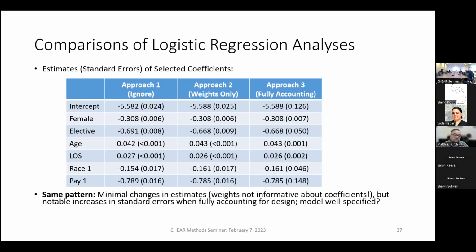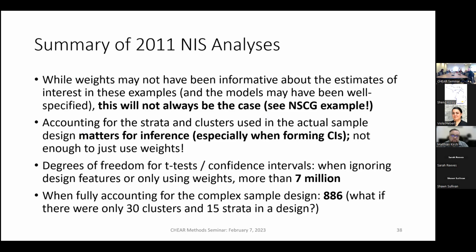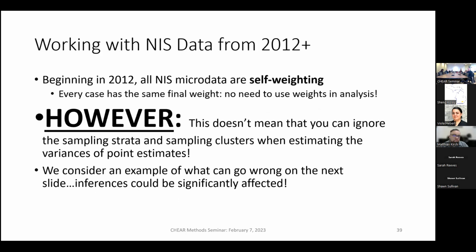Okay, so the point here, again, with these regression examples: weights are not informative, standard errors do change somewhat, but the weights don't play a huge role in the estimates of these regression coefficients, okay? So the weights were not informative, but again, this is not always going to be the case for every data set. I just refer you to that extreme example in the NSCG case. So accounting for the strata and clusters does matter for inference, especially when forming confidence intervals. And with something like the NIS, your degrees of freedom for forming intervals are like 7 million, when in fact they should be 800. Accounting for the design features, that's another really extreme difference, okay?